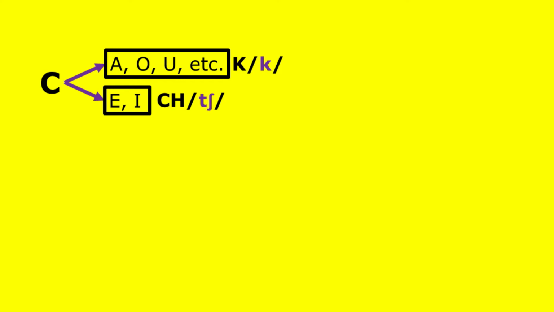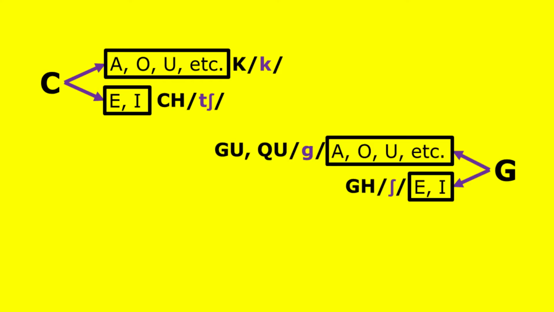If you want the K sound, you're going to use the letter K. If you want the CH sound, you have to use the digraph CH, like in Spanish. G works almost the same, but it has something to do with Q. There are some rules about G and Q. I'll talk about them later.